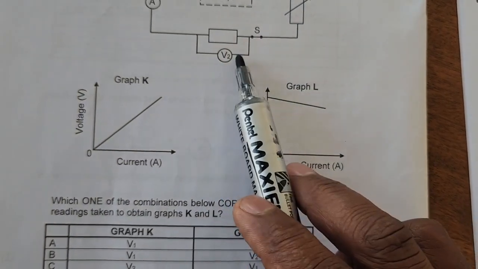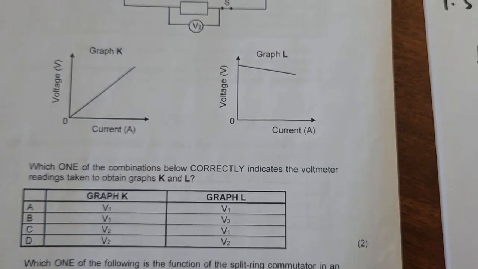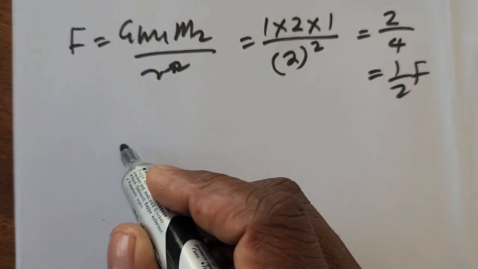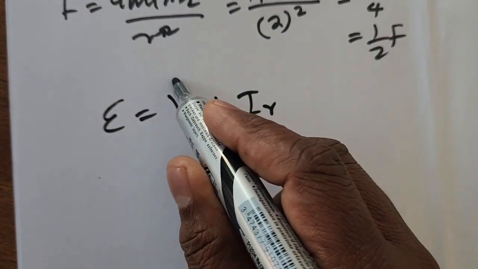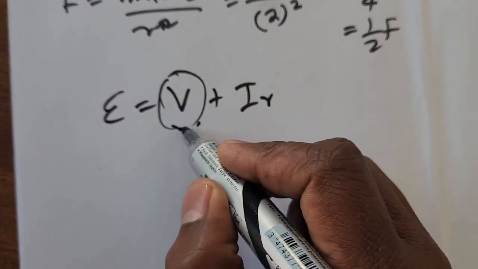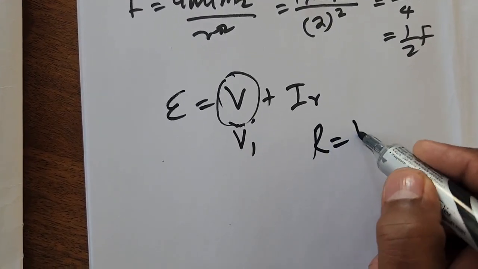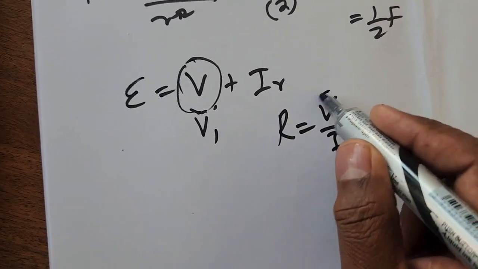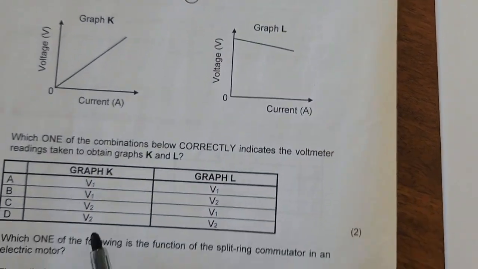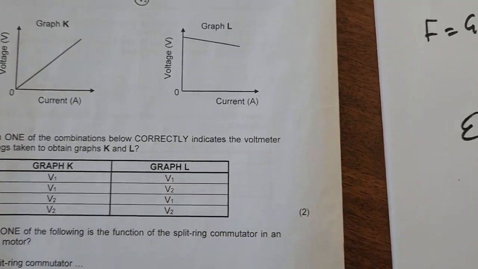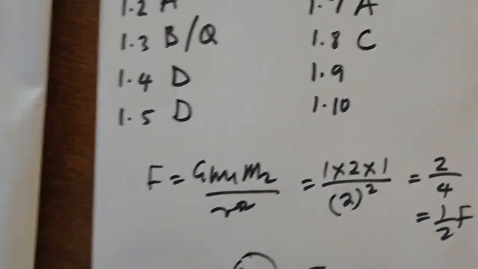V2 will give us Ohm's law, and here V1 will be the one that, remember, if you use the formula EMF equals V plus Ir, this V is the external load, which is your V1. But if you use R equals V over I, the V is across the component R. So that's why we'll have V2 and V1. So C will be the best one.